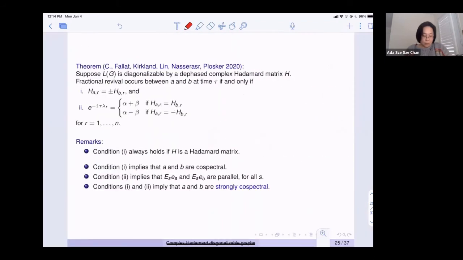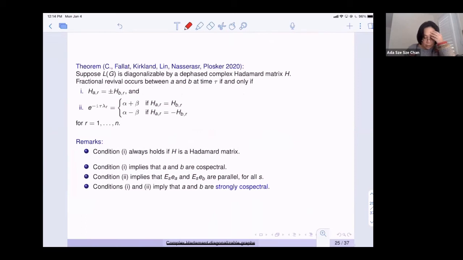Okay, so I'm just going to summarize what we have. If the Laplacian matrix is diagonalizable by H, then we have fractional revival if and only if these two conditions occur. So these two conditions are sufficient to give us a fractional revival, but I haven't shown you why. Okay, but it's an if and only if condition.